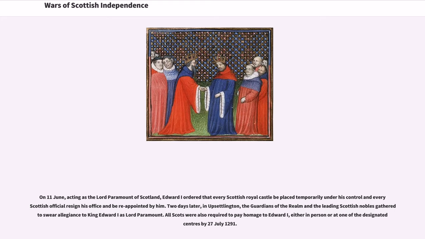On 11th of June, acting as the Lord Paramount of Scotland, Edward I ordered that every Scottish royal castle be placed temporarily under his control and every Scottish official resign his office and be reappointed by him. 2 days later, in Upsettlington, the Guardians of the Realm and the leading Scottish nobles gathered to swear allegiance to King Edward I as Lord Paramount. All Scots were also required to pay homage to Edward I, either in person or at one of the designated centres, by July 27, 1291.